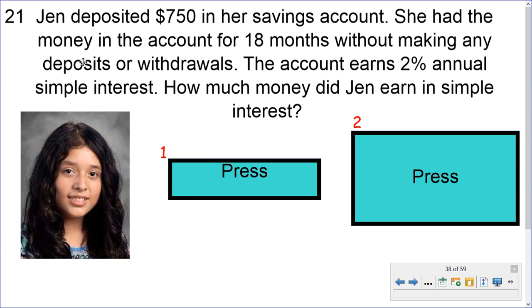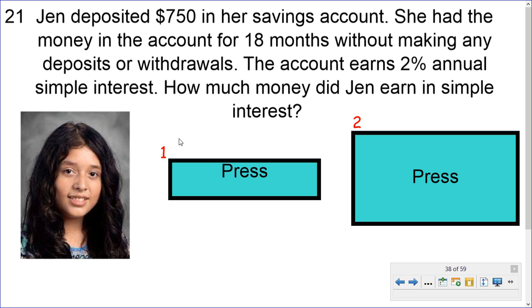All right, Jen deposited $750 in her savings account. She had the money in the account for 18 months without making any deposits or withdrawals. The account earns 2% annual simple interest. How much money did Jen earn in simple interest?